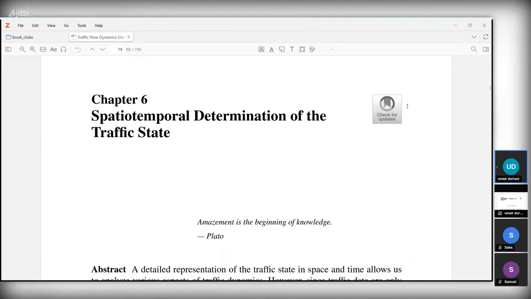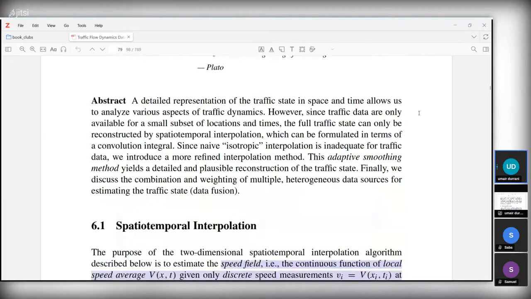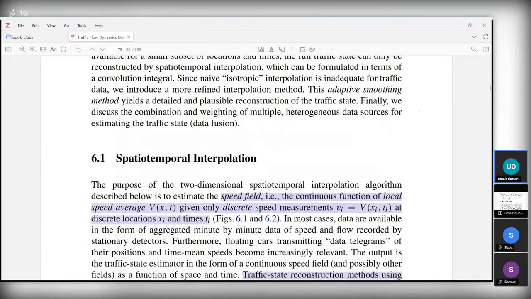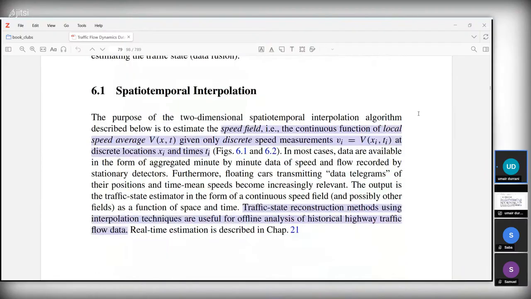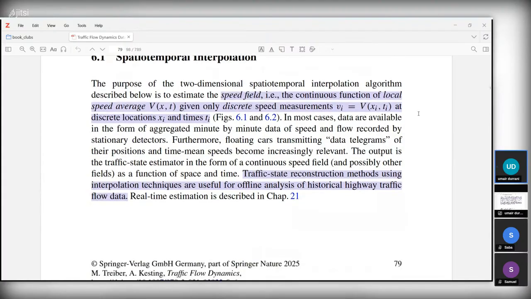Today we are starting chapter 6, which is about spatiotemporal determination of the traffic state. And we are going to only cover the first section of this chapter, which is spatiotemporal interpolation. And in this section, the chapter has covered the method of isotropic smoothing. And let's see what the goal of doing isotropic smoothing is.